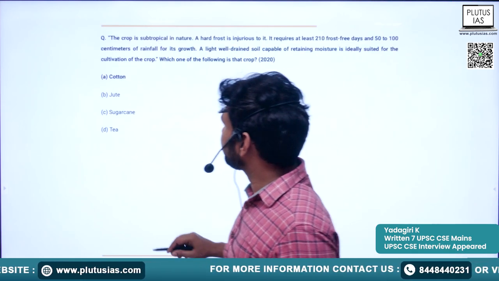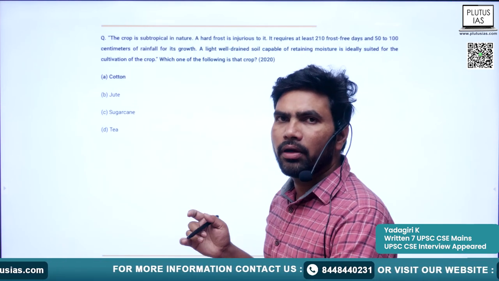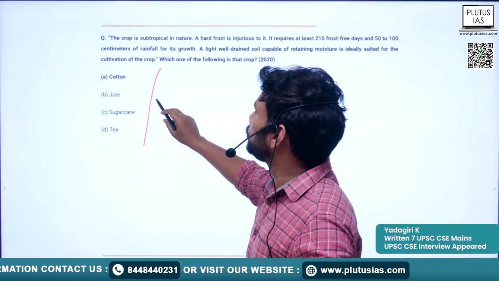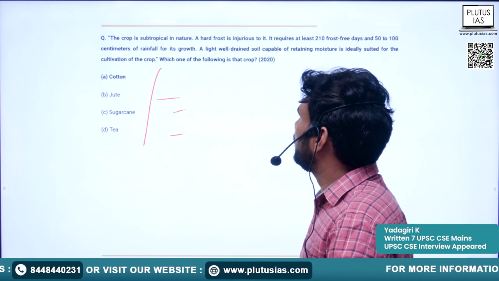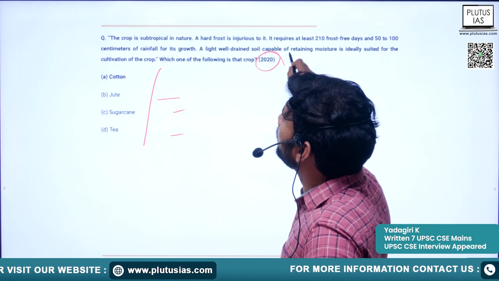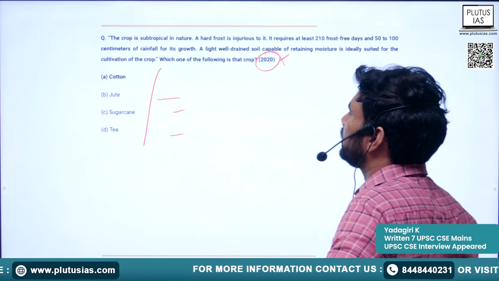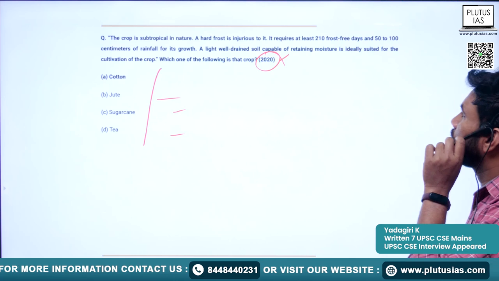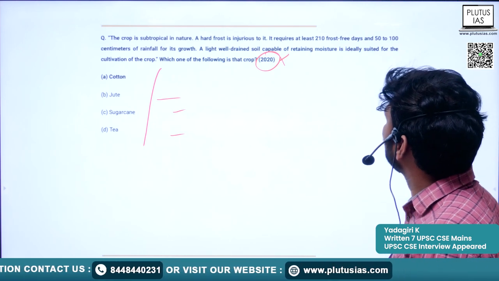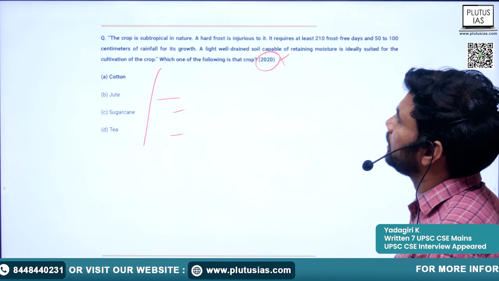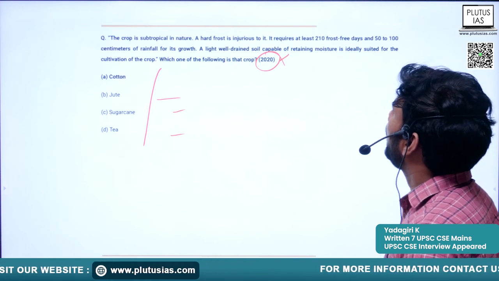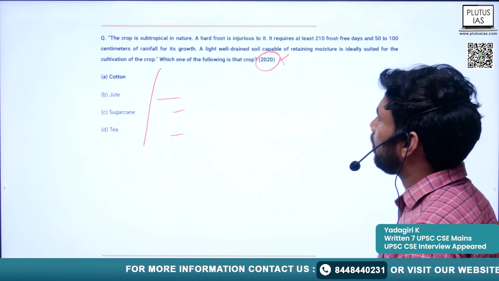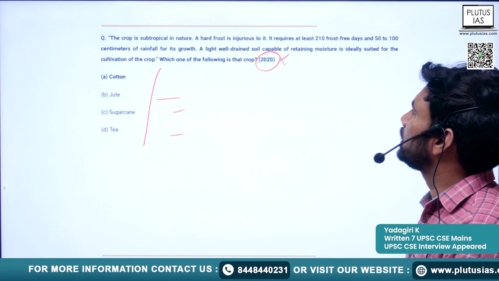Next question. Here, the description of a crop is given. You have to identify the crop. The options given are cotton, jute, sugarcane, tea. The question was asked in 2020. We will read the question. The crop is subtropical in nature. A hard frost is injurious to it. It requires at least 210 frost-free days and 50 to 100 centimeters of rainfall for its growth. A light, well-drained soil capable of retaining moisture is ideally suited for the cultivation of the crop. Which of the following is that crop?